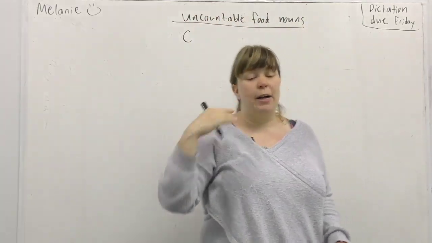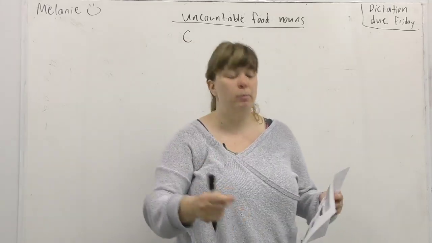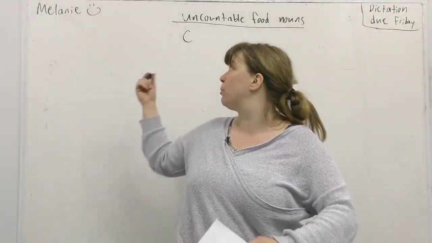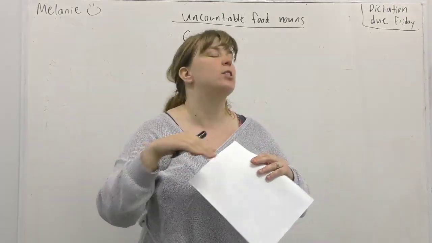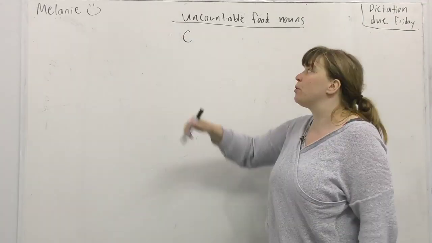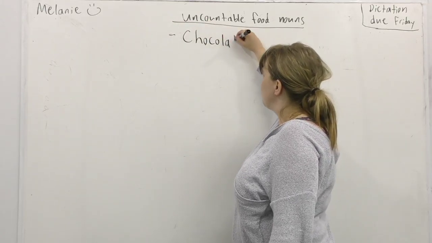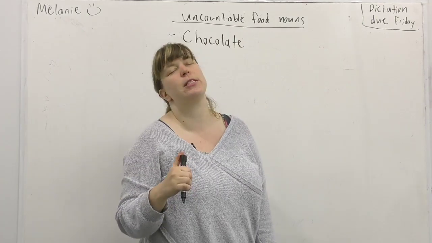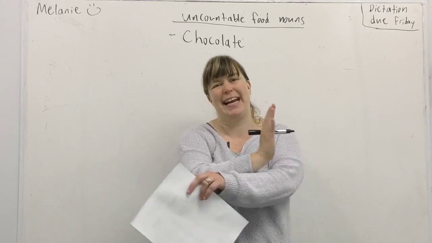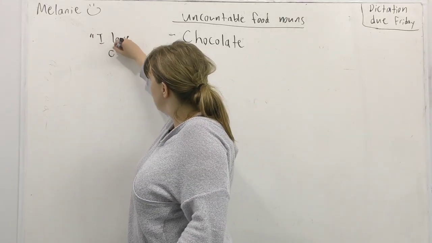All right, actually, I want you to help me fill in this list. Okay, so I want you to tell me some food and drinks that are uncountable. Ready? Go. Type in anything you like. For example, one example is chocolate. So that's one thing I'm going to write down. So I will say, I love chocolate. We don't say I love chocolates. We would just say something like, I love chocolate.